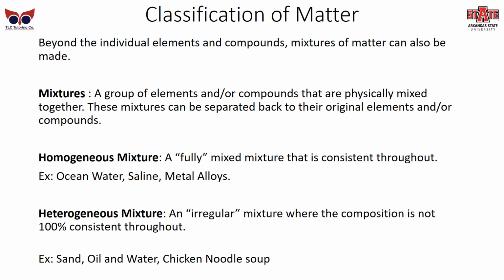And then a heterogeneous mixture is an irregular mixture where the composition is not consistent. So this might be sand. If you've ever looked at sand, they're all different sized pieces and they're not exactly the same. Oil and water, or even chicken noodle soup. Every spoonful you get of chicken noodle soup will be slightly different. So it is not a consistent mixture, therefore it is heterogeneous.